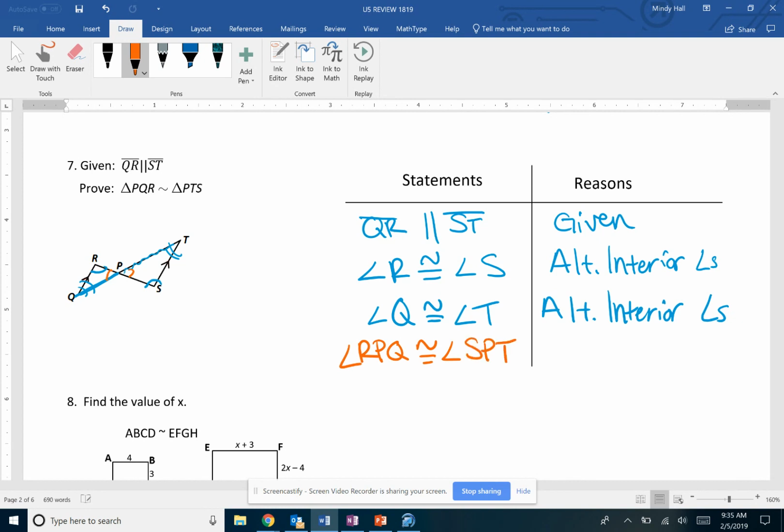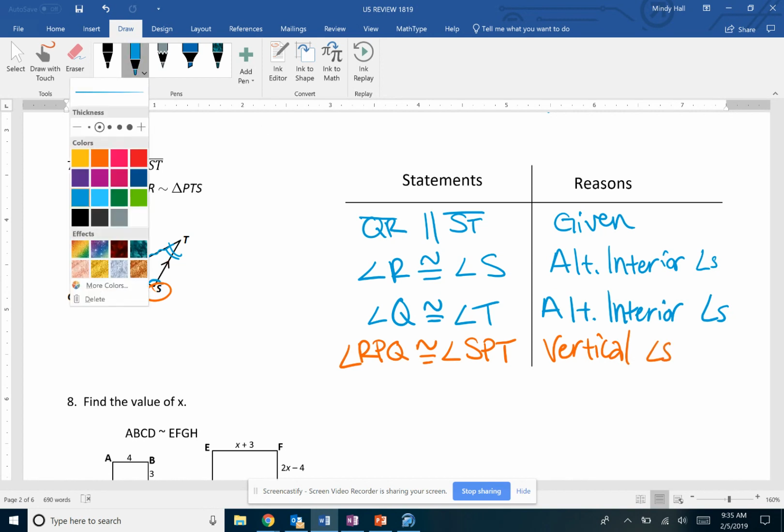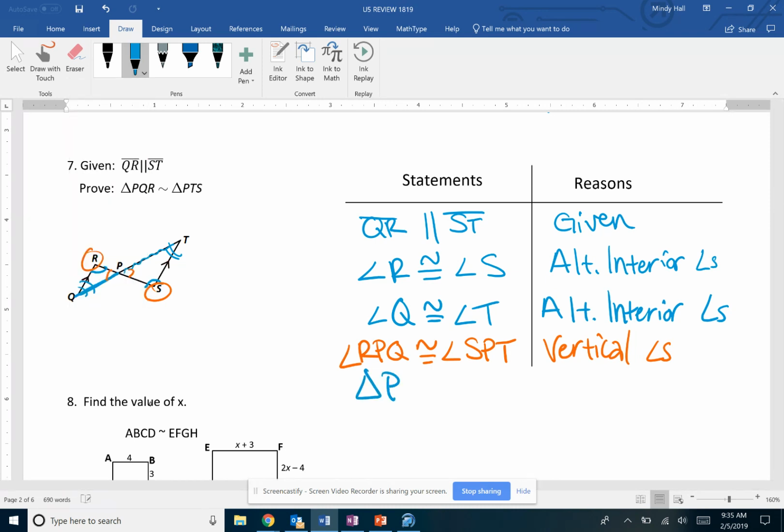And notice R and S, because those are my opposites, those are going to be the corresponding pieces. And that is because of vertical angles. Again, you don't have to include that orange bit because you've already proven that two angles are congruent, but it's never a bad idea just to include it anyways. So we have triangle PQR is similar to triangle PTS because, again, a similarity.